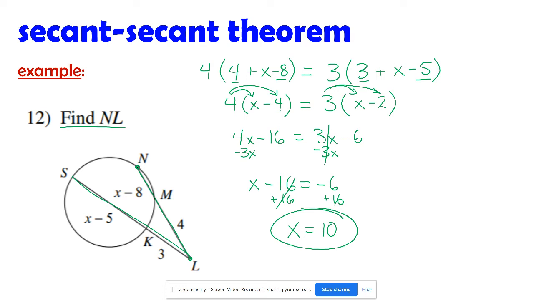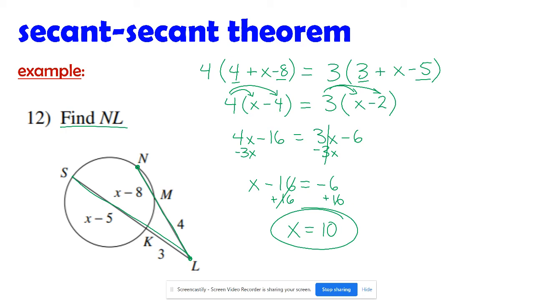When you are dealing with these types of problems and you're finding the lengths of line segments, your lengths should always be positive numbers. Now, here's the thing, the line segment is not x, it's x minus 5 or x minus 8. So whatever you get for x, when you plug it in, you need to get a positive number after you plug it in.